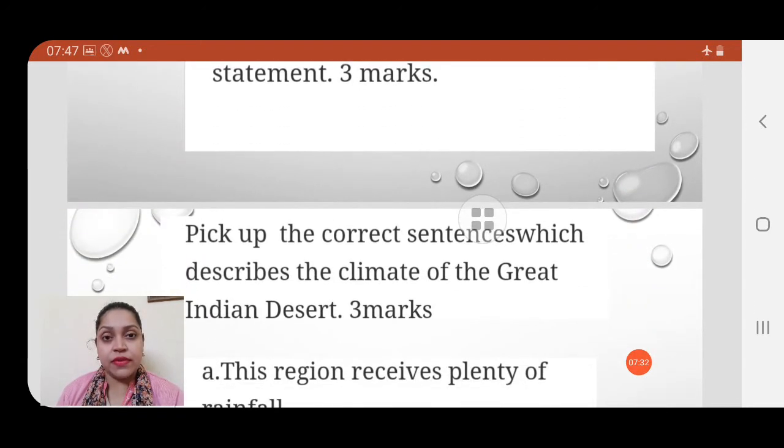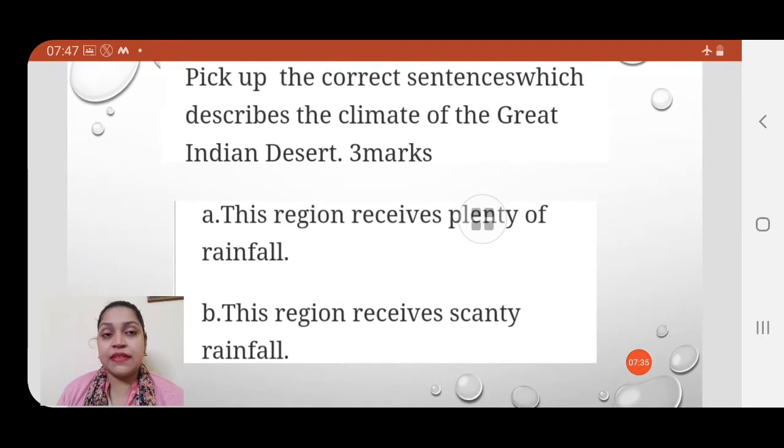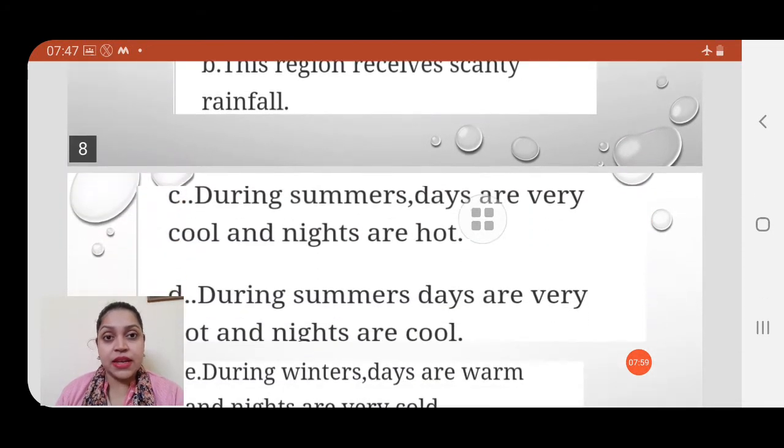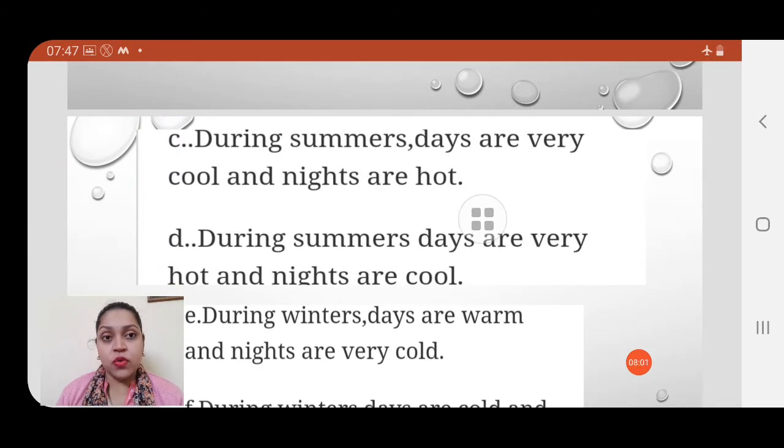And next we have, pick up the correct sentences which describe the climate of the Great Indian Desert. You'll have to pick the correct sentences among these 6 sentences. First, A: this region receives plenty of rainfall. Then B: this region receives scanty rainfall. Which is correct? You'll have to pick up. Number C: during summers days are very cool and nights are hot. And D: during summers days are very hot and nights are cold. You'll have to write that one.